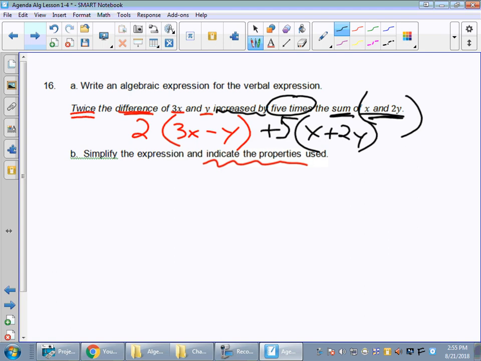And then in part B, we're actually going to simplify this and then identify the properties that you use. So we're going to have to distribute. That's a hint. That's one of them. And then go from there and combine like terms.